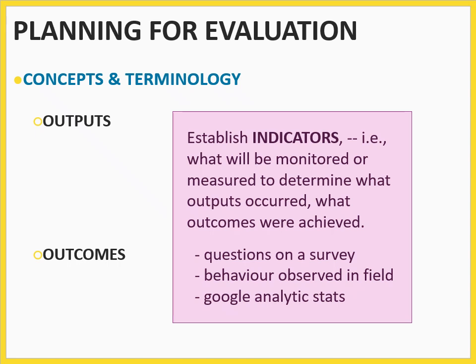And to measure the outputs and outcomes, you typically establish indicators. Indicators are what will be monitored or measured to determine what outputs occurred and what outcomes were achieved. They're the actual questions on a questionnaire. They're the behaviors observed in the field. They're the Google Analytics stats that are retrieved from reports. But we're going to talk more about these in the next lesson. For now, be sure that you really understand logic models from a big picture view and in terms of the specific constructs that comprise a logic model.